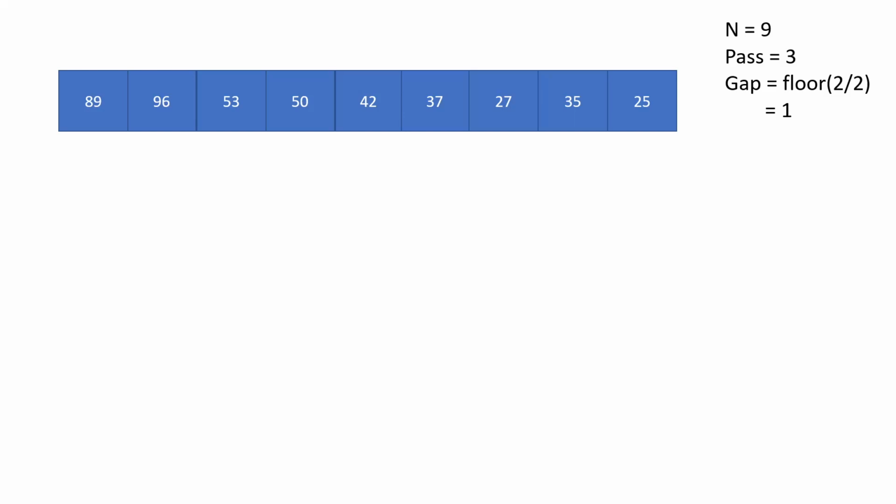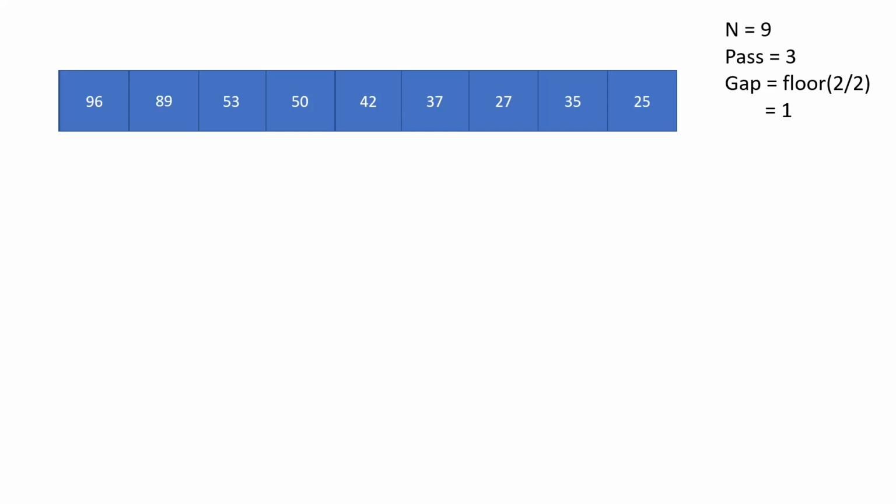So when gap equals 1, we compare elements that are 1 element away from each other. So 89 and 96. Since 96 is bigger than 89, 96 and 89 will switch position. And we compare 89, which is at the second position now, with 53. 89 and 53, 89 is bigger, nothing will change. 53 and 50, 53 is bigger, nothing will change. 50 and 42, 50 is bigger, nothing will change.